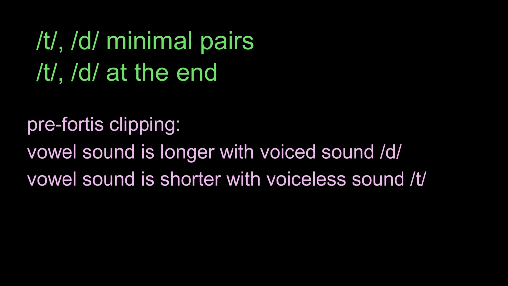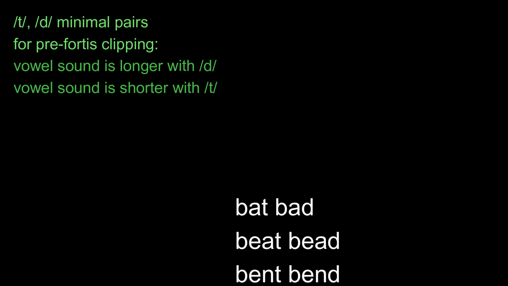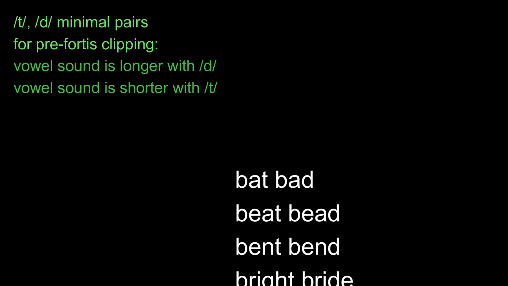The term fortis amounts to voiceless sound and clipping means shortening. So, pre-fortis clipping means shortening of vowel sound before voiceless consonants. For example, the vowel in bad is longer than the vowel in bat. Bat, bad. Beat, bead. Bent, bend.